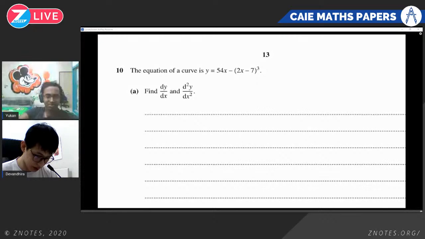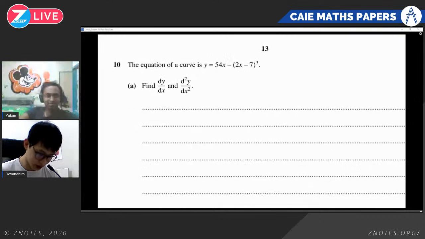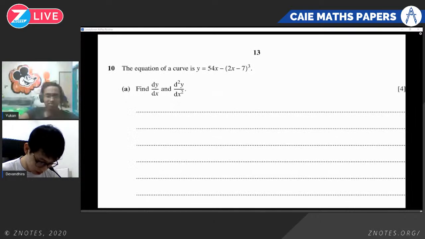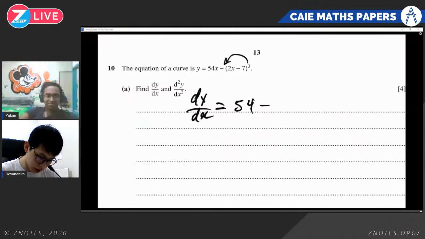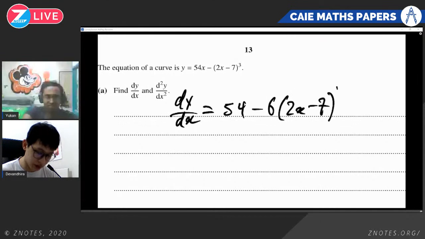The equation of a curve is y is equal to 54x minus (2x minus 7) cubed. Find the first derivative and the second derivative. We'll just do it directly then. Let's find dy/dx. That's just 54 minus, by the chain rule, we put the 3 down and multiply by the derivative of the inside. That would be 2 times 3, 6, and (2x minus 7) squared.